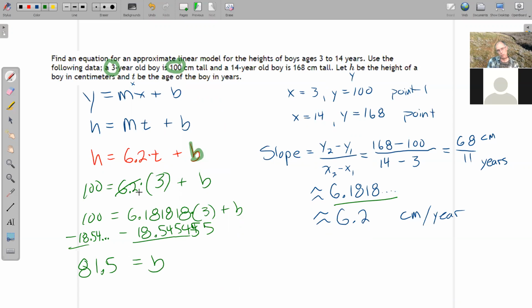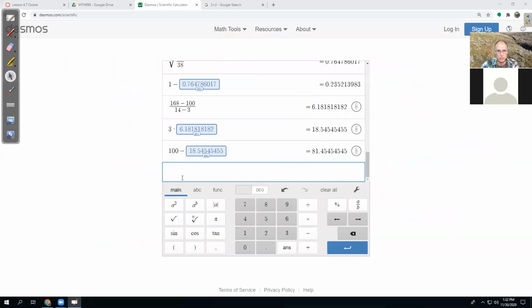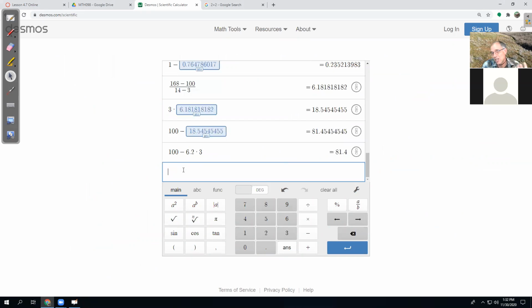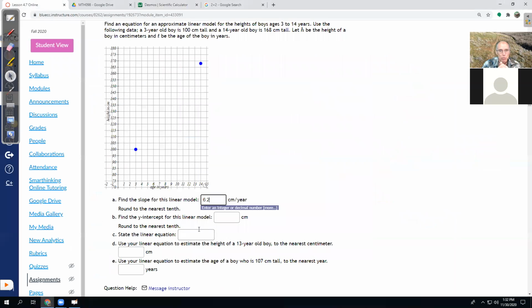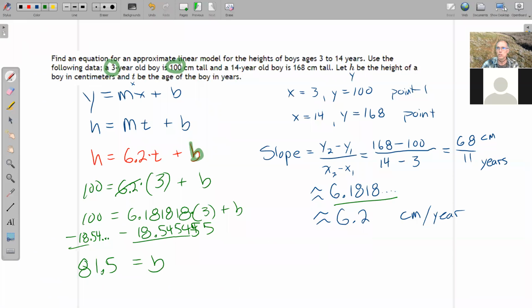If I use that rounded 6.2, will it be too much different? Let's see. So that would have been 100 minus 6.2 times 3. I get 81.4. So I'm only 1/10 off. Will the computer freak out about that or not? Sometimes it will, sometimes it won't. 81 point, let's see, what was my last version? 5. That's the one I'm going to go with.